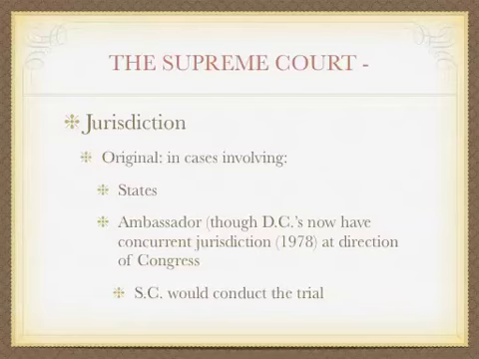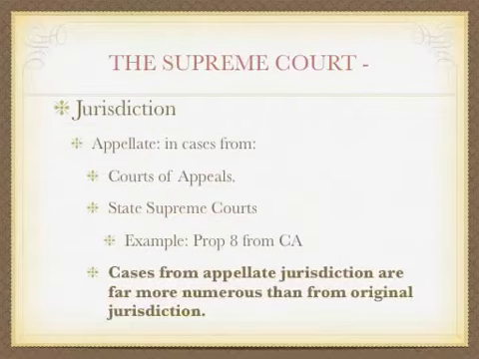The Supreme Court, though, would conduct the trial. And then there is what's known as appellate. With the appellate type of case, these are the more numerous types of cases the Supreme Court takes on. They come from the courts of appeal, otherwise known as the circuit courts. They come from the state Supreme Courts. An example would be Prop 8 from California, which has been declared unconstitutional by the California State Supreme Court and is now on its way to the Supreme Court. I believe they have said that they will take it on this term. So the cases from appellate jurisdiction are far more numerous than cases from original jurisdiction.